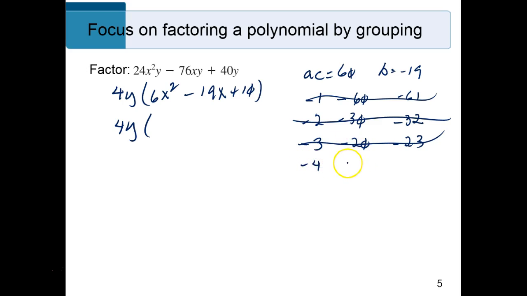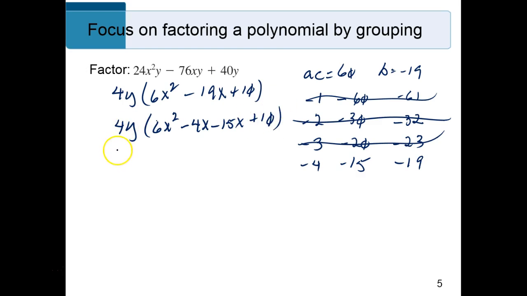Negative 4 and negative 15. Ding, ding, ding. That's negative 19, isn't it? All right. We stop there. We don't have to do any more. We found our combination. So underneath there is 6x squared. Keep the 4y. 6x squared minus 4x minus 15x. See, those add to be minus 19x, right? Okay? And then the plus 10.